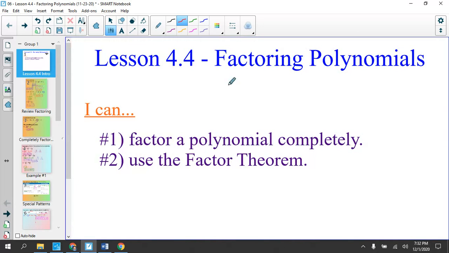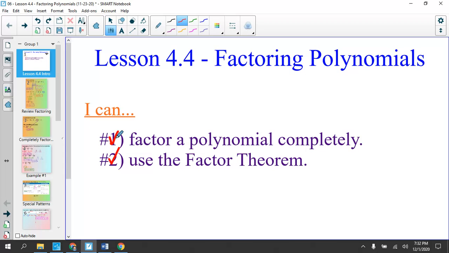It looks so innocent at the start here. Two skills. Oh, sweet. Factor completely and use the factor theorem. Well, yeah, that's kind of a loaded big idea, in that if you don't remember anything about factoring from the last chapter, we had a lot to go over there.